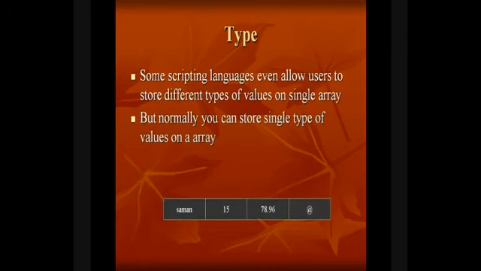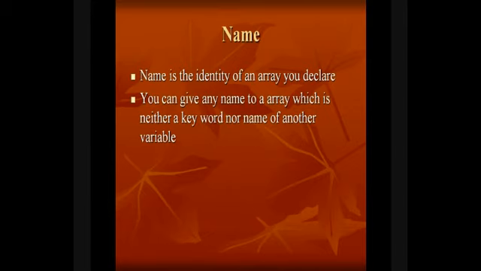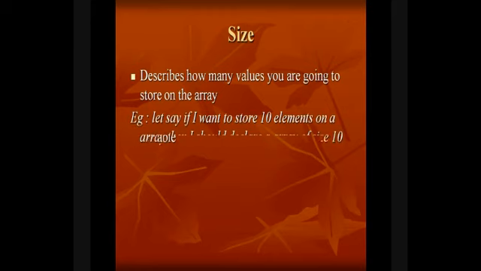The name of an array, similar to the name of a person, is used for identification and reference. Generally we can use any name which is according to the language rules. The size of an array determines the capacity of the array and declares the maximum number of elements which can be stored in the array. Some scripting languages even allow users to store different types of values in a single array. But normally, you can store only one type of value in an array.